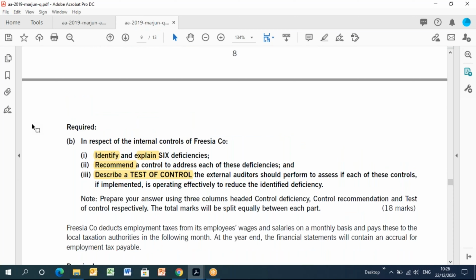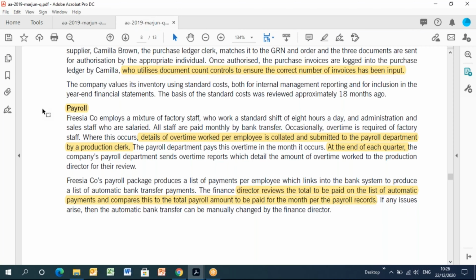If you practice the past questions enough, the deficiencies, like everything else in audit and assurance, are more or less repetitive. So you'll more than likely get a deficiency which is either in sales, purchases, or payroll, because these are often asked in the exam.